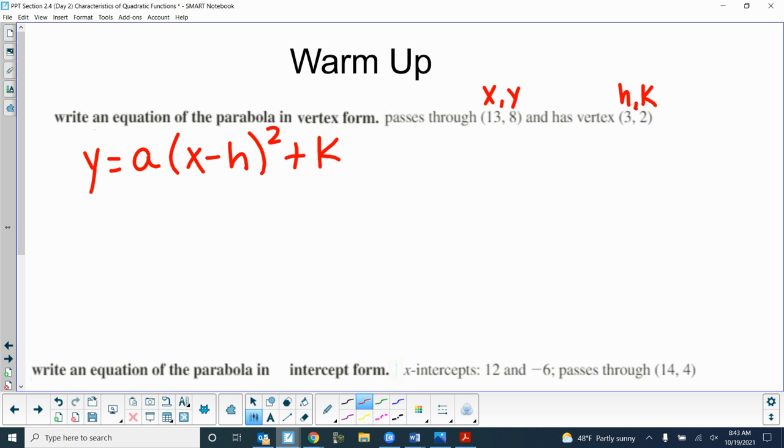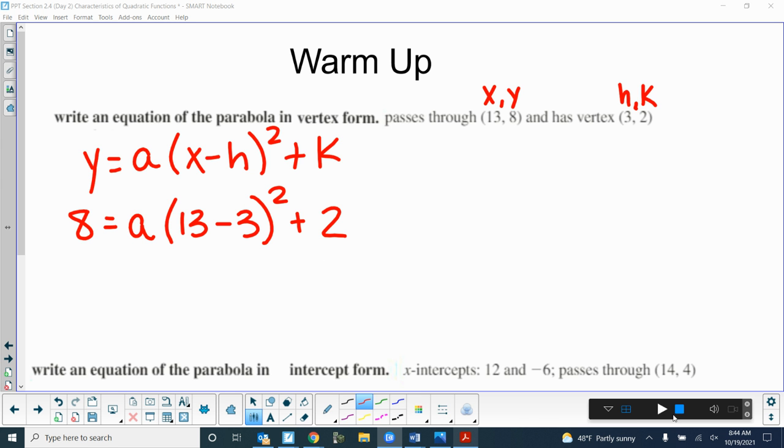All right, so we plug in 8 for Y. We don't know what A is. We plug in 13 for X minus H, which is 3, squared plus K, which is 2. Questions? Questions? We understand.